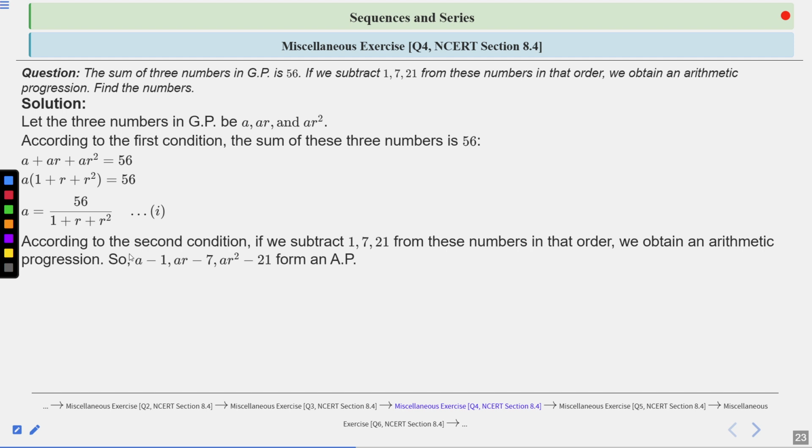Now, according to the second condition, it says that if we subtract 1, 7, 21 from these numbers, meaning 1 subtracted from a, 7 subtracted from ar, and 21 subtracted from ar square, in that order, we obtain an arithmetic progression. So the new numbers are a - 1, ar - 7, ar square - 21. These three numbers form an arithmetic progression.